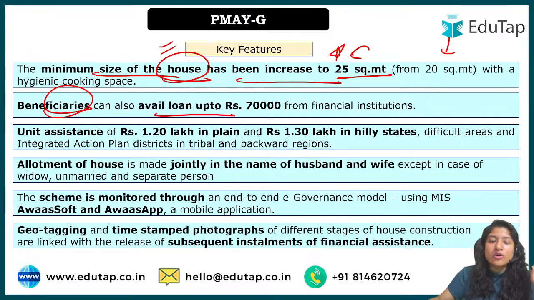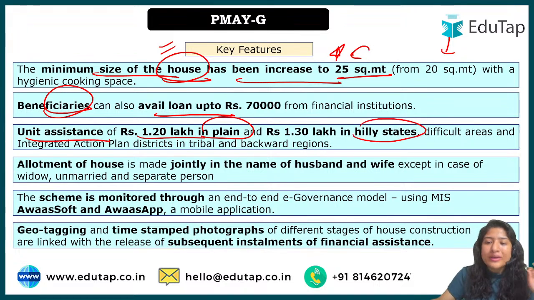Beneficiaries can avail a loan. What I have told you, some monetary benefits will be provided. Now let's understand the monetary benefits also. How much will be provided if any beneficiary is living in a plains area? In that case, rupees 1.20 lakh will be provided.